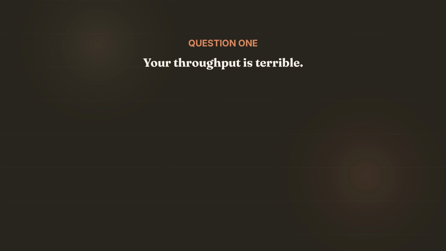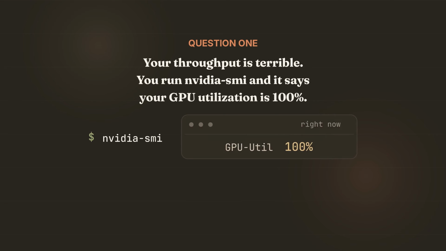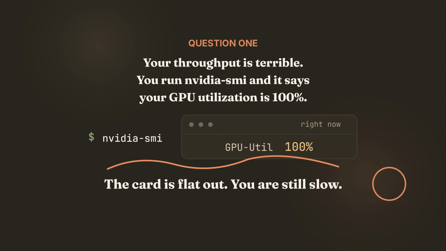Question one. Your throughput is terrible. You're getting a fraction of the tokens per second you expected. So you log in and run nvidia-smi, and that's the little command that prints out what your GPU is doing right now. And it tells you your GPU utilization is 100%. So the card is flat out and you're still slow. What's going on?